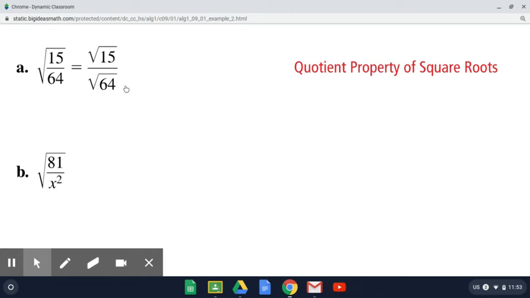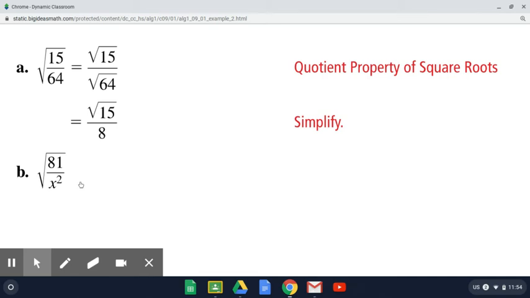Then we want to simplify anything that we can. First, if I look at the square root of 15, there are no perfect square factors inside of 15, so I cannot simplify it. But the square root of 64 is a perfect square, so I can take the square root of 64. This gives me the square root of 15 over 8, and that's my answer. I can't simplify it anymore.